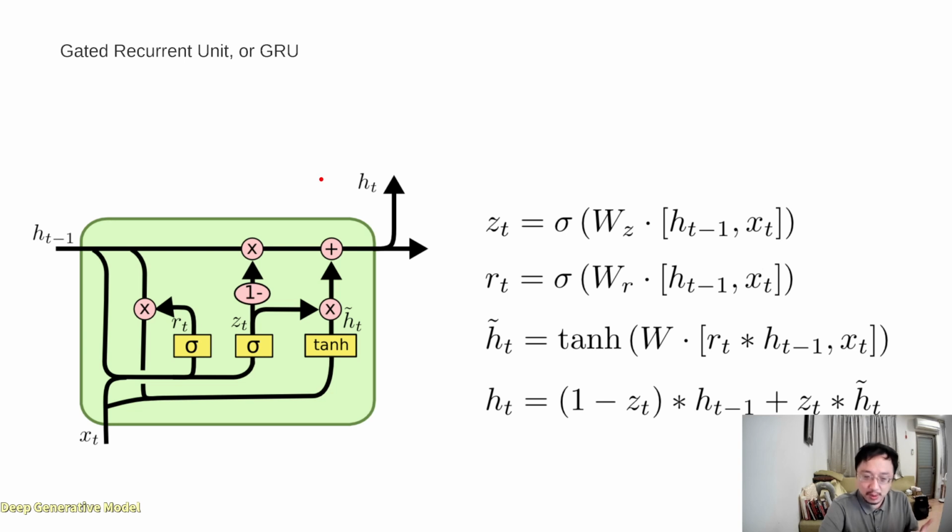And another popular variant of the LSTM is the bidirectional LSTM. We're going to introduce this when we talk about the pixel RNN, so it will use something called bidirectional LSTM. So that's all about this part.